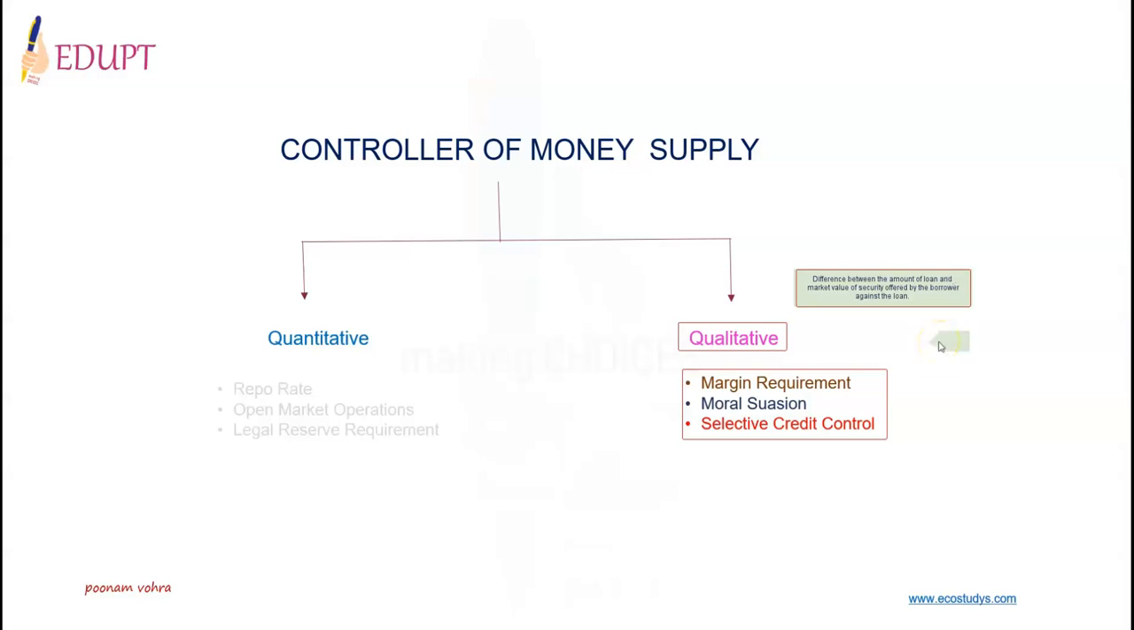Next is moral suasion. Moral suasion can be used for both quantitative as well as qualitative credit control. Generally, the central bank succeeds in convincing the banks, as it acts as their lender of last resort. It is the moral persuasion of the central bank to the commercial banks to follow the advice as given by the central bank.